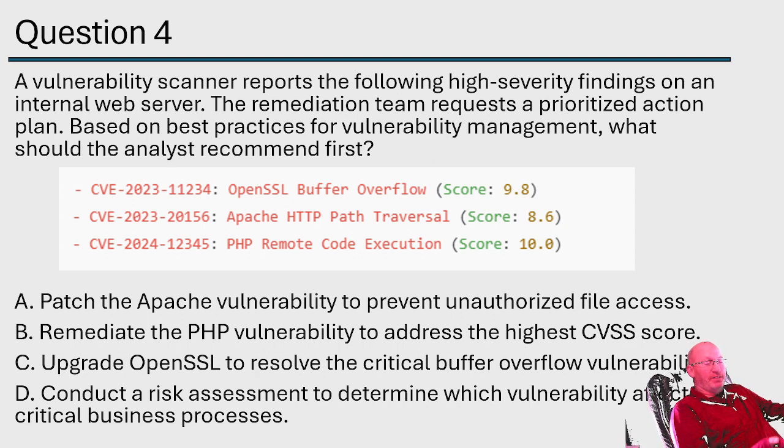It's conduct a risk assessment to determine which vulnerability affects the critical business processes. Critical business process. Doesn't matter if our PHP is rated as a 10. It may be an internal server that nobody from the outside has access to. It may be not only sandboxed, but air-gapped. We have no idea. It doesn't tell us that. And as a matter of fact, it says high severity on internal web server. Look at that. Internal web server. Conduct a risk assessment. Determine which vulnerability affects critical business processes. D!